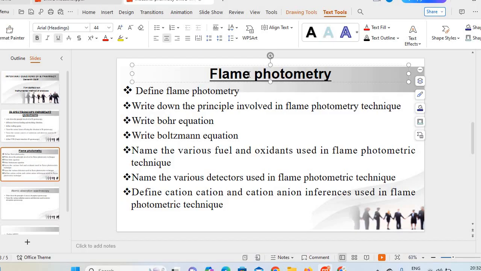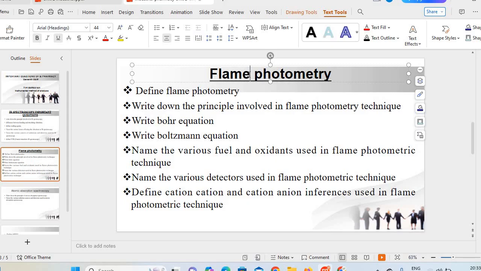Next question: write the Bohr equation and Boltzmann equation. From these 2 equations, any one can come in the exam, but the Bohr equation is more important as compared to the Boltzmann equation. Next question: name the various fuels and oxidants which are used in flame photometry. In flame photometric methods, what are the different fuels and oxidants used? Next question is also very important: name the various detectors which are used in flame photometric technique. Give examples of various types of detectors used.